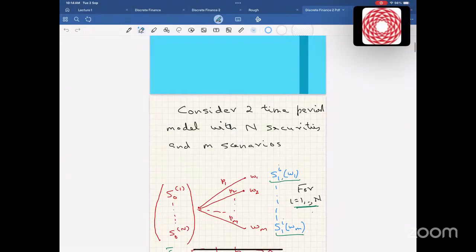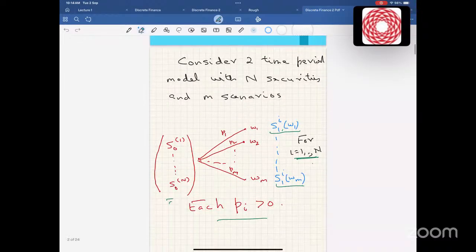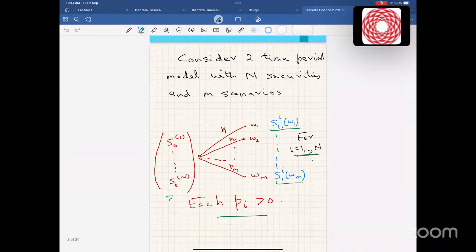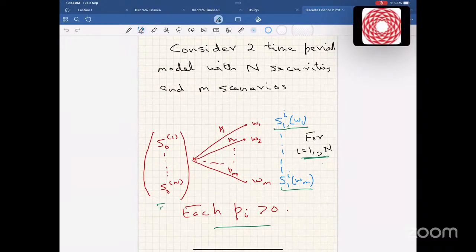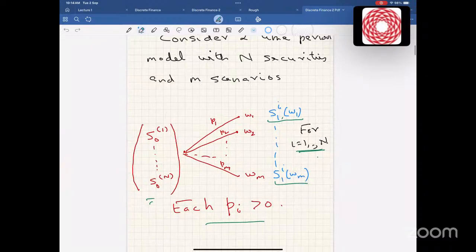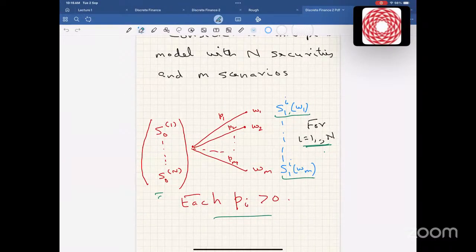So we had started as a review this last time. We have started with again two time period models, then frequencies and n scenarios. Right? This was the notation that we use, that we have initial value of n securities.